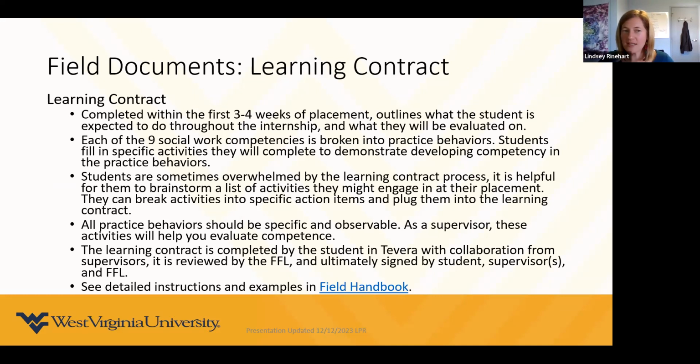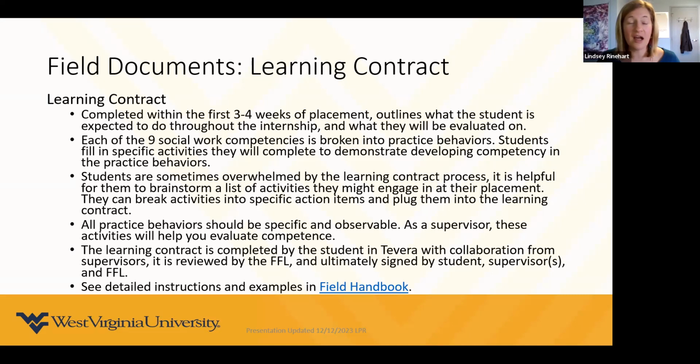Next, learning contracts. These, again, are going to be completed generally within the first 3 to 4 weeks of placement. They should certainly have insight, oversight, and input from you on what it is that they will be doing. So again, this is going to take those 9 social work competencies and break them down into practice behaviors, and then the students are going to fill in what are the specific things that they will do in their agency.